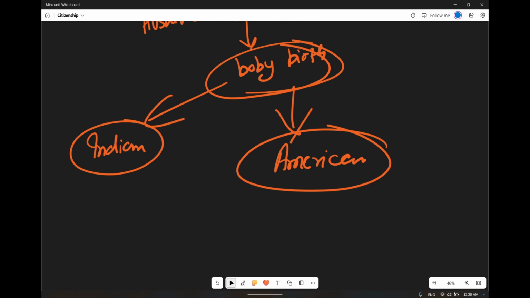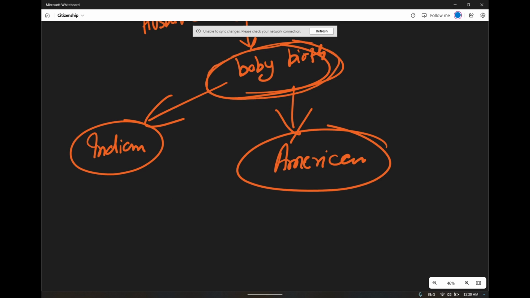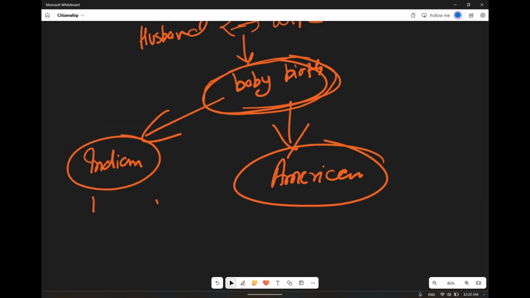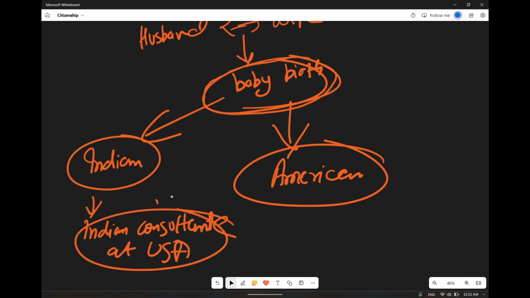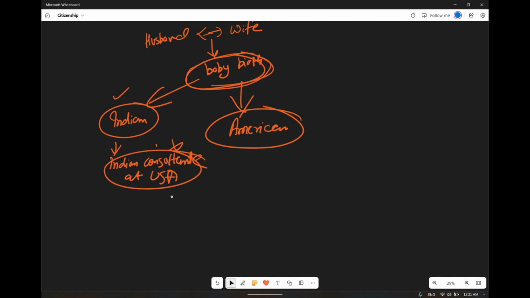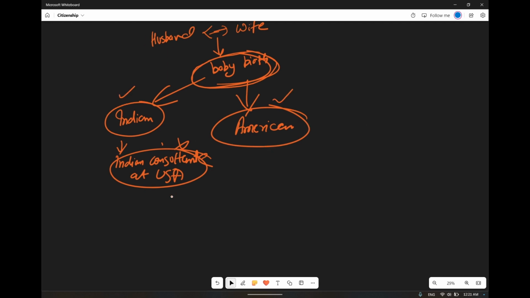This has to be done by registering at the Indian consulate in the USA. If the baby was born in the USA and you want to register for Indian citizenship, you have to go to the Indian consulate in the USA. This is part of the process. So if a baby is born, that person can take citizenship of India, and can take citizenship of America as well.